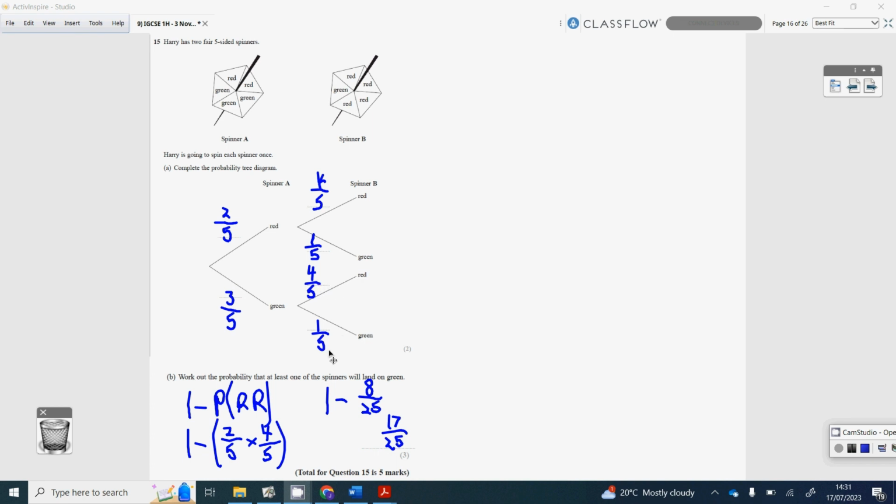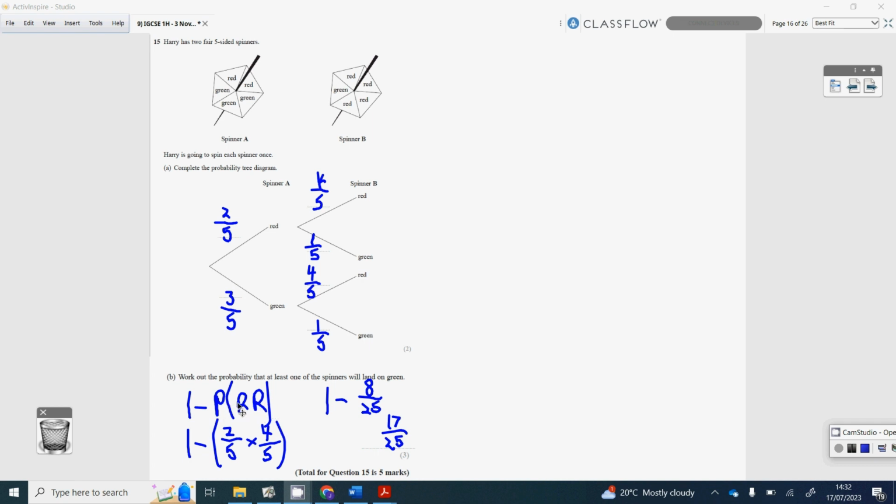Now, for part B, there's a quick way to do this. We're being asked to work out the probability that at least one of the spinners will land on green. Now, that's all the combinations, red-green, green-red, green-green, with the exception of red-red. Red-red is the only option where we don't end up with at least one green. So if we take the whole, because all probabilities add up to 1, and then just take away the one probability that we don't want, which is red-red, that will leave us with the probability of at least one green, so 1 or 2 greens.